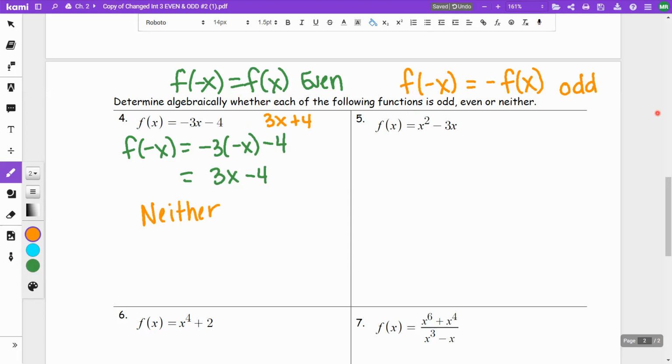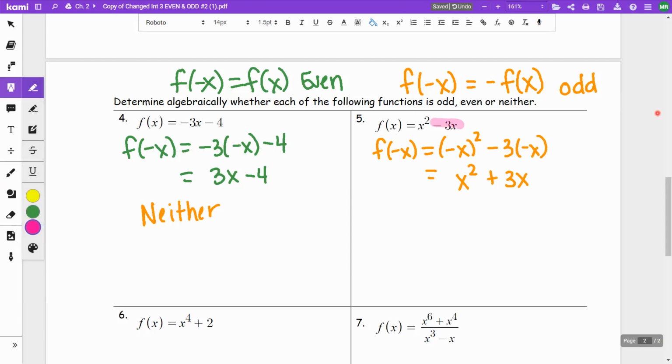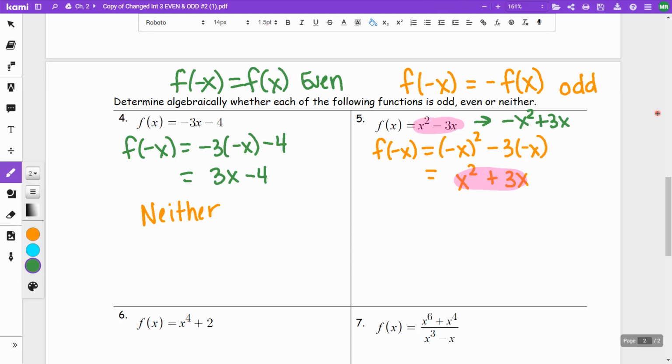On the next one, if I put in a negative x, I'm going to have a negative x squared minus 3 times a negative x. So I'm going to get an x squared, and a negative times a negative is a positive 3x. First off, it's not going to be even because I did not get the same thing. It's also not going to be odd, because the opposite of this would have been a negative x squared plus 3x, and that's not what I got. So this is also going to be neither.